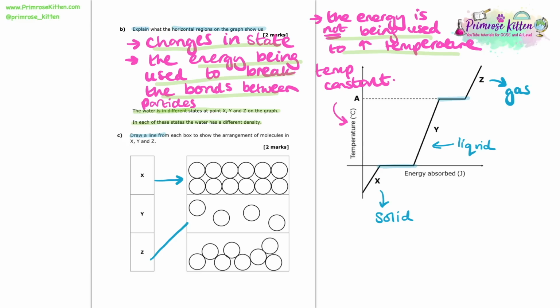Now Y, we can clearly see, is going to have to be the other one. But let's remember that Y is a liquid. The particles are close to each other, but they're not quite as close as they were when they were a solid. And they are moving around each other in a random arrangement. We still don't have that regular arrangement we have when we have a solid. And so Y is going to be this arrangement here.